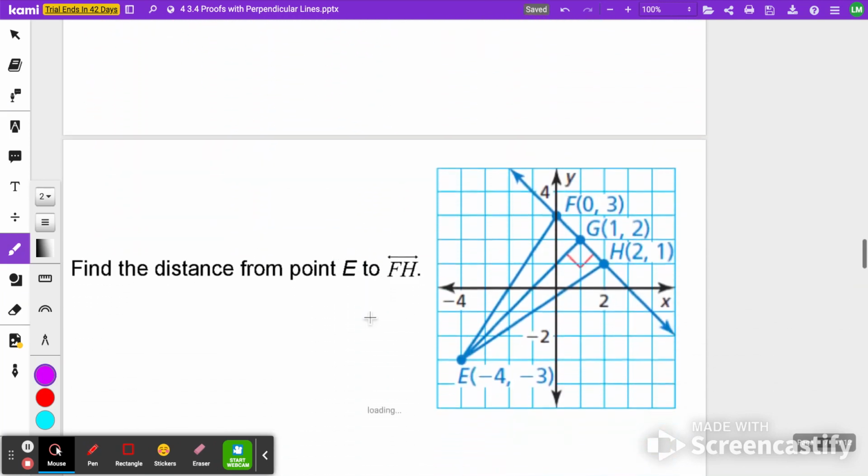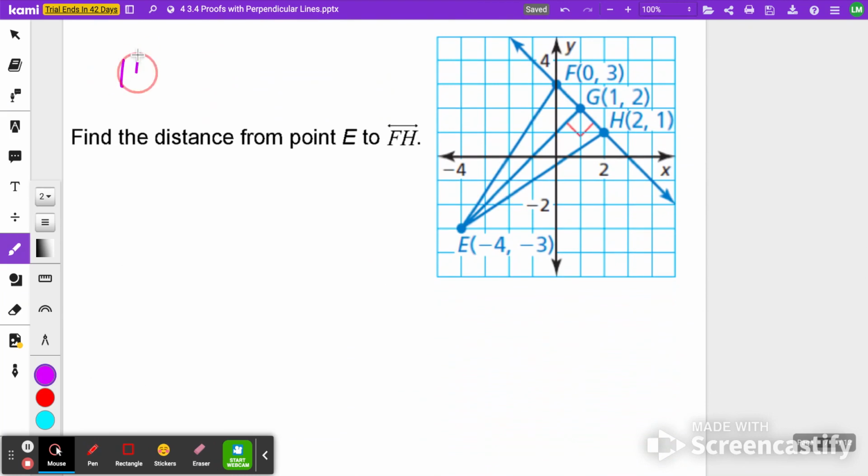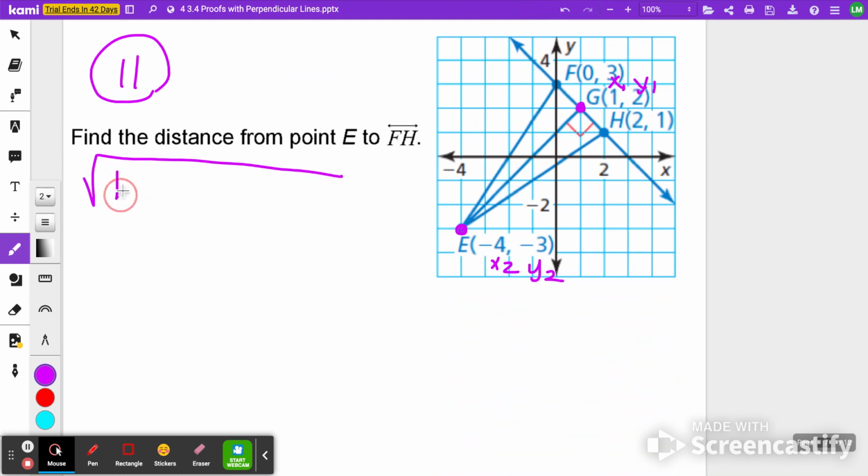So here's the next one. Maybe see if you can pause the video here, try it on your own, and when you're ready to check it, click play. So here's point E, and we're going to line FH, which is here at point G. I'm going to say this is x1, y1, and these are x2, y2. So I'm going to do the square root of 1 minus negative 4 squared plus 2 minus negative 3 squared. Okay, that makes it a little bit easier for us.